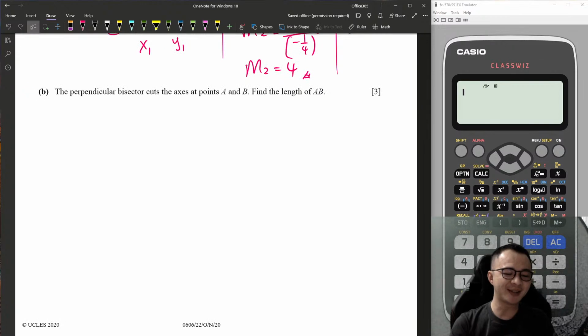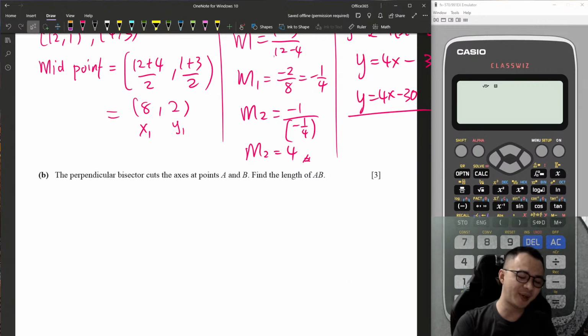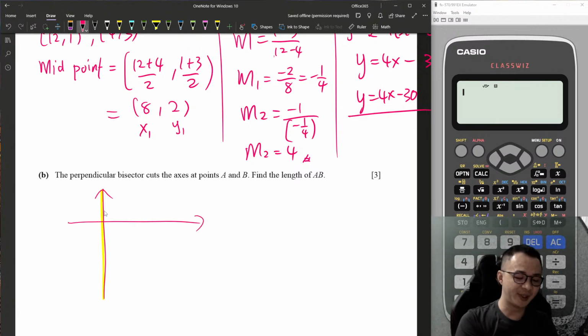So the perpendicular bisector will cut the axes at A and B. Find the length of AB. Actually it's quite easy. With y equals 4x minus 30, it's not hard to visualize. Our line is basically like this. It touches at negative 30, and this is y equals 4x minus 30.